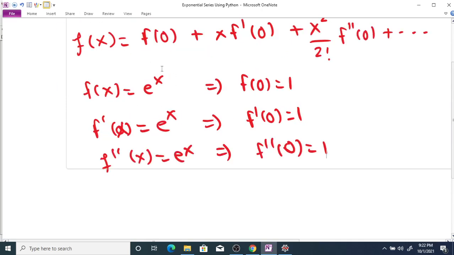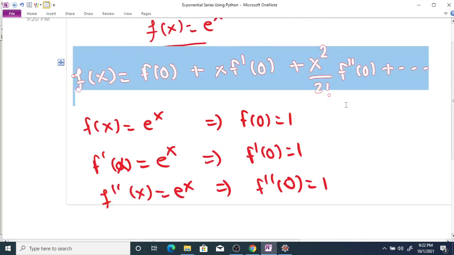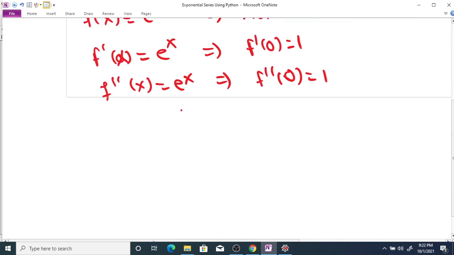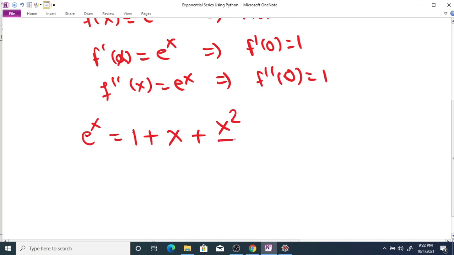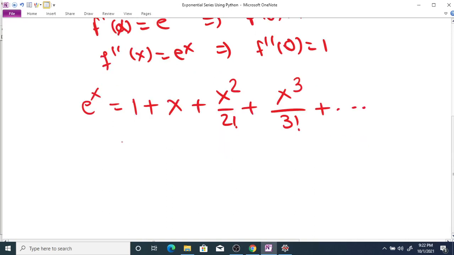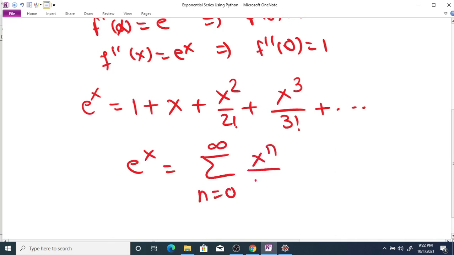So if you put all these values in this equation, then you will get the series expansion of e raised to x is equal to f of 0, which is 1, plus x f dash 0 plus x square by 2 factorial f double dash 0 plus x cube upon 3 factorial f triple dash 0, which is 1 again, and so on. If you write this in summation form, then e raised to x is equal to summation n equal to 0 to infinity x raised to n divided by n factorial.